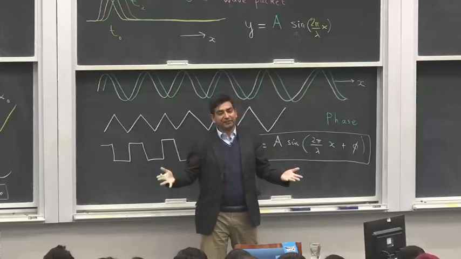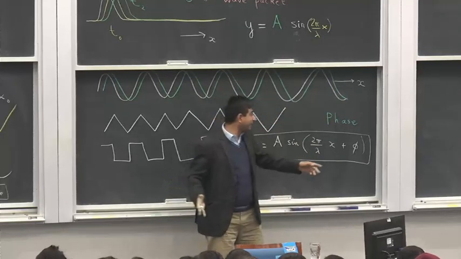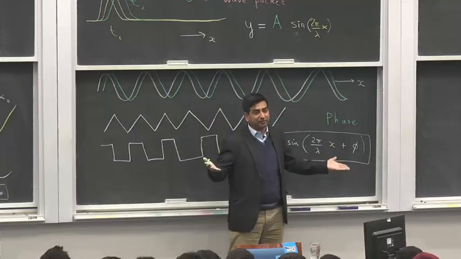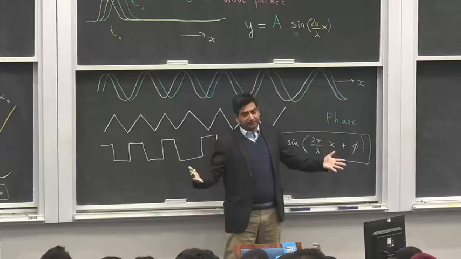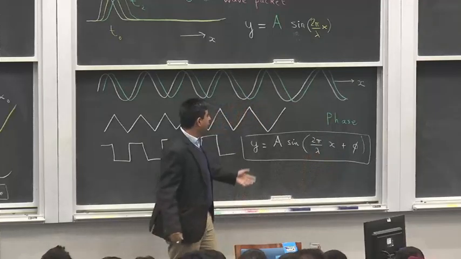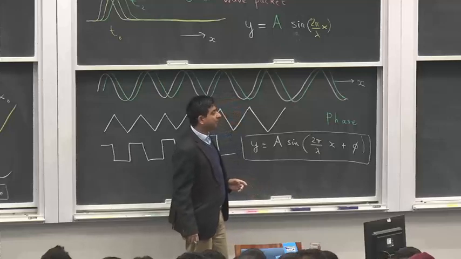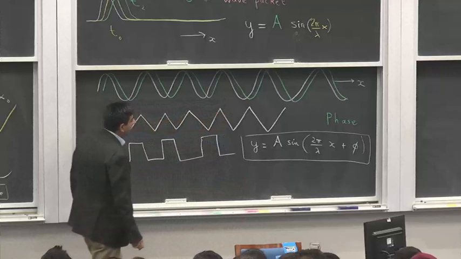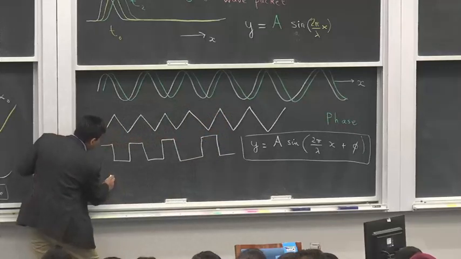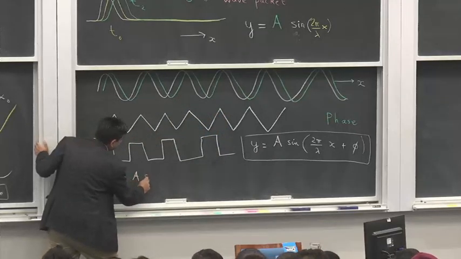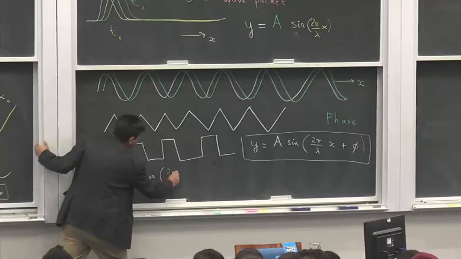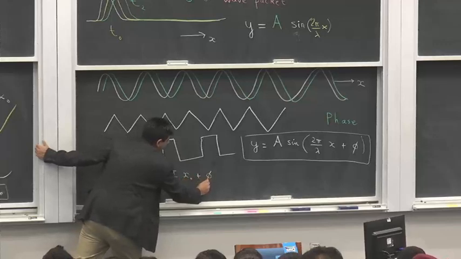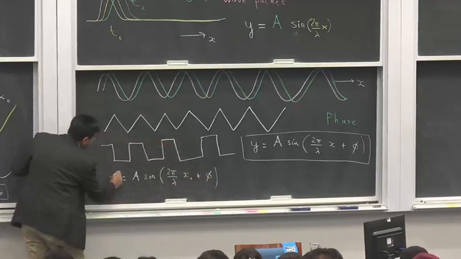I can choose a phase, or I can choose an x. I can choose to start counting my x variable where the phase is 0. So this is just a reference. Okay? And where does 2 pi over lambda come from? Suppose I have y equals A sine of 2 pi over lambda x naught plus phi. This is the value of y at x naught.